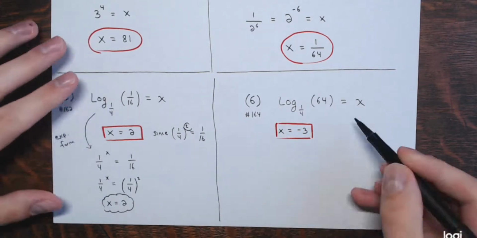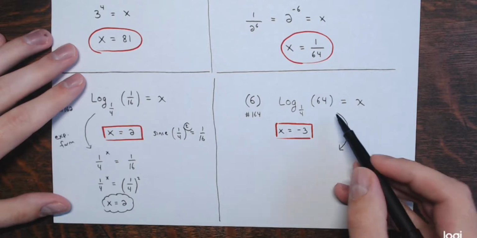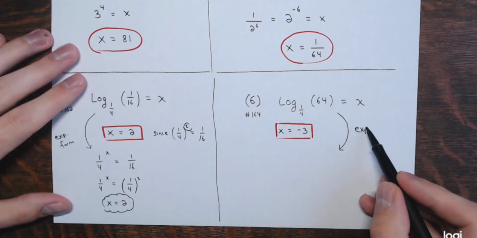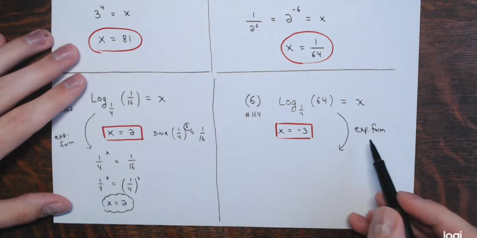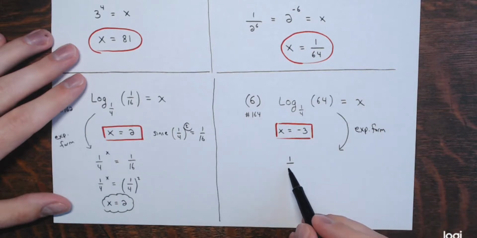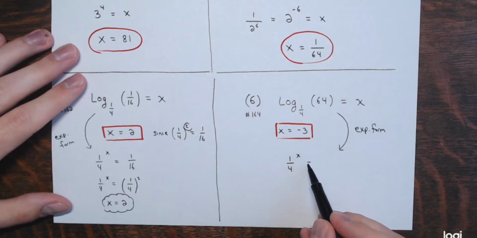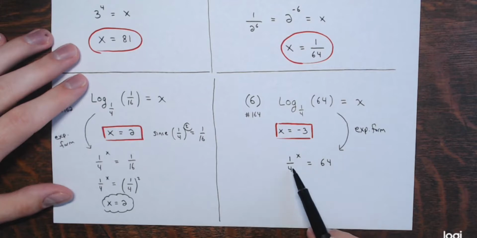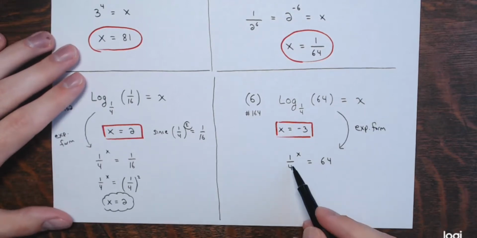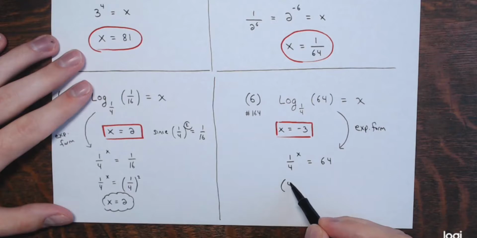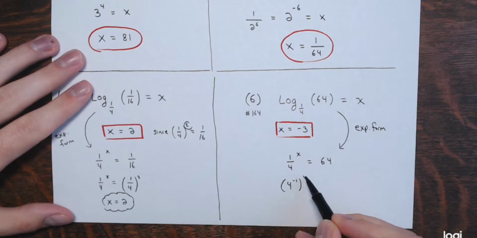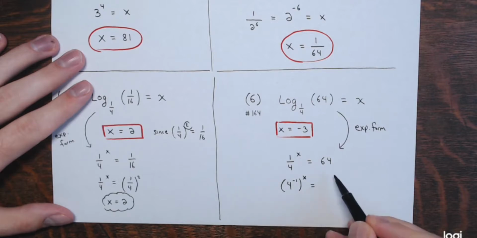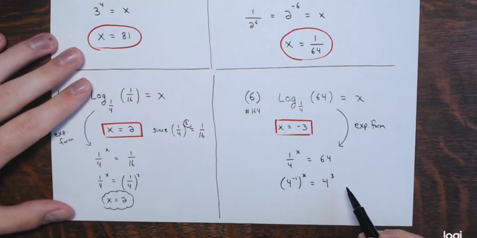But if you don't see that right away, you could change to exponential form, which would be 1/4 to the x power equals 64. And then you might think, oh, I know how to write both sides in a base of 4. 1/4 is actually 4 to the -1. Right? That's the same thing as 1/4. And then that, to the x power equals, and then 64 is 4 to the third power. Right? 4 times 4 times 4.